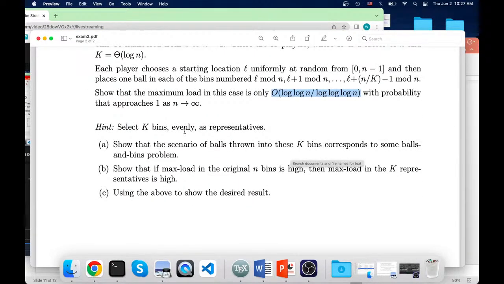The hint first says that we are going to select k bins evenly as representatives. So originally there are n bins around a circle. So we are going to select one bin and then skip n over k, and then the next bin and then skip n over k, and so on and so forth. So in the end, we have exactly k bins selected, and they are placed evenly. We want to show that this scenario is similar to some balls and bins model with k bins. Now, what does that mean?